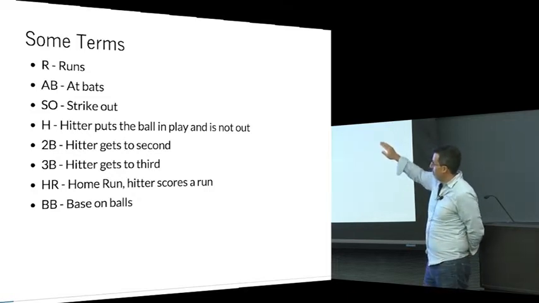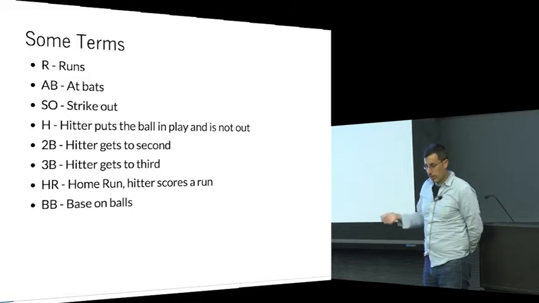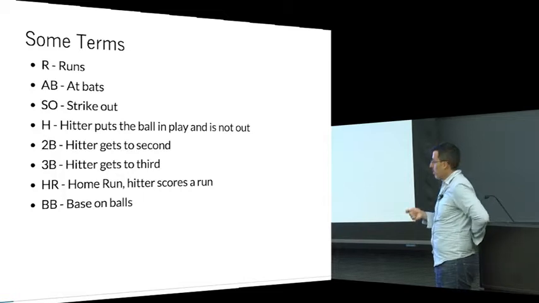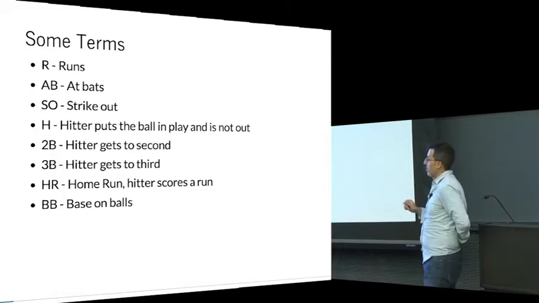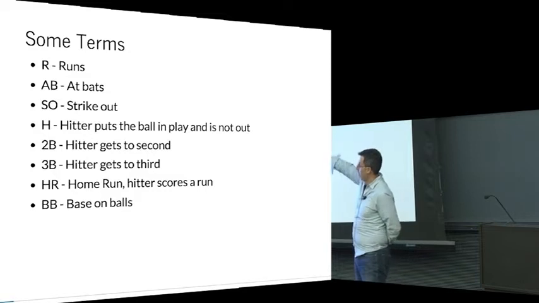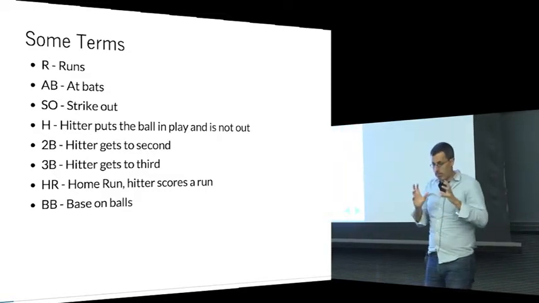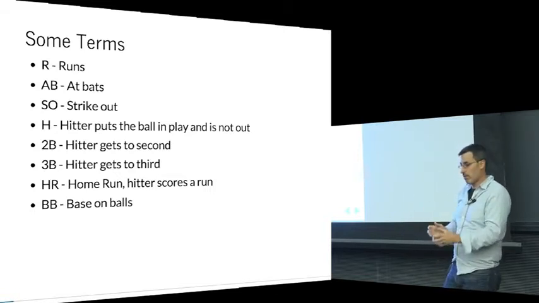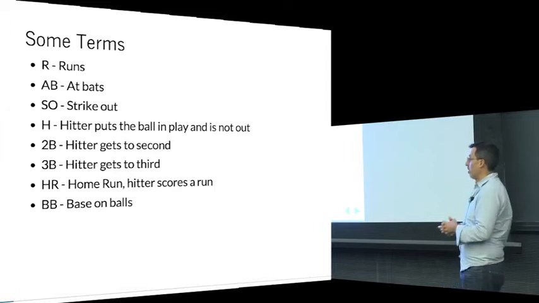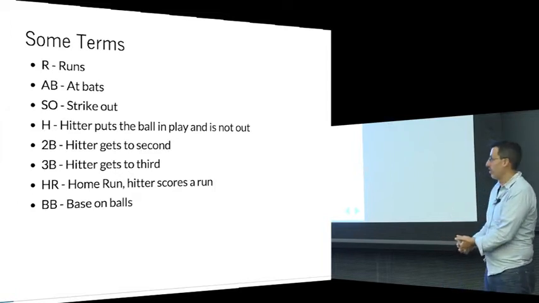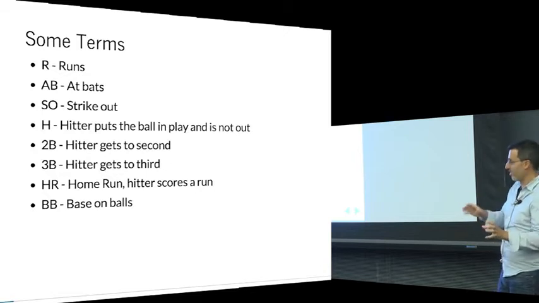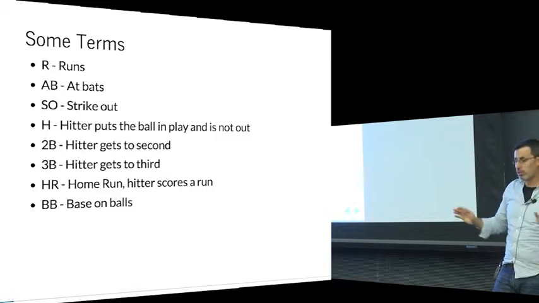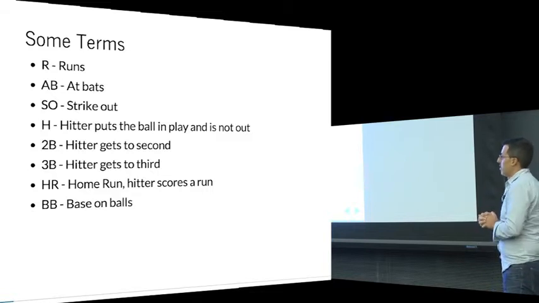So runs, that's what counts. Whoever scores the most runs wins. At bats is the number of times you have an opportunity, but not counting base on balls. So if you add at bats and base on balls, that is very close. There's some little exceptions, but it's very close to the number of times that you go up and try. Those are called plate appearances. So there's plate appearances and there's at bats. At bats plus base on balls is almost, we're going to assume, the same as plate appearances. Okay?